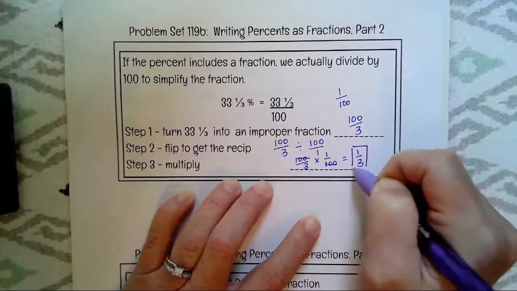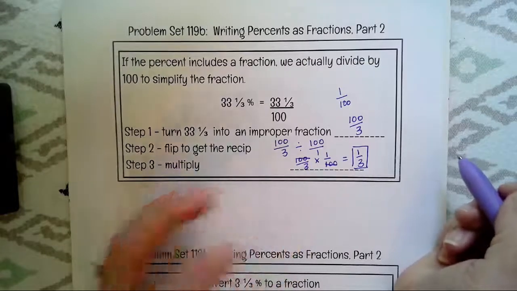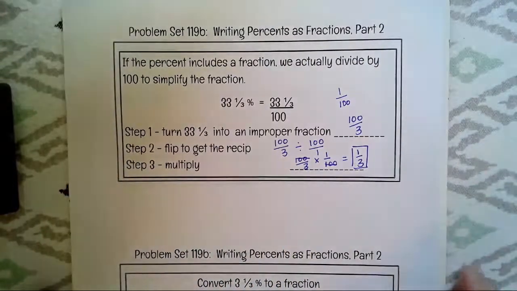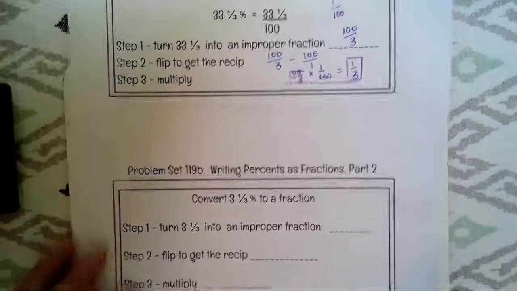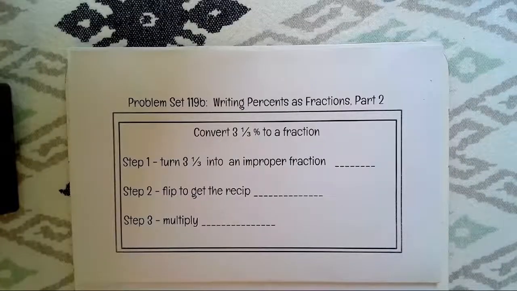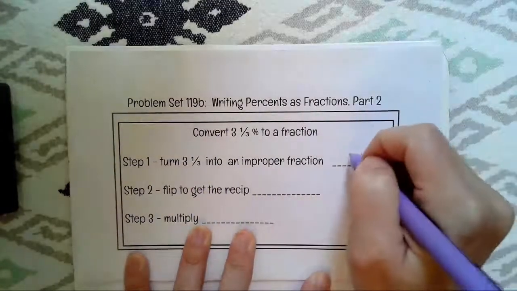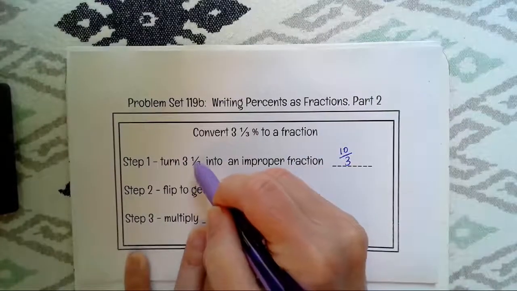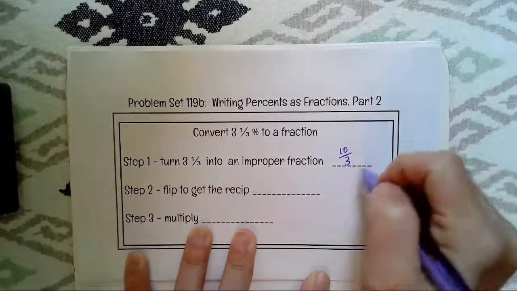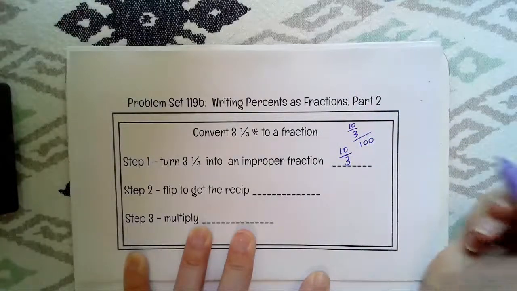Some of you may already know that. You may have already had that memorized, or you just knew it somehow. But they're not always going to be that simple, and they're not always going to be that obvious. Let's take another one. Alright, convert 3 1/3% to a fraction. So the first step is to turn 3 1/3 into an improper fraction. That is going to give us 10 over 3. 3 times 3 is 9, plus 1 is 10 over 3. So that's 10/3% is basically what that is.